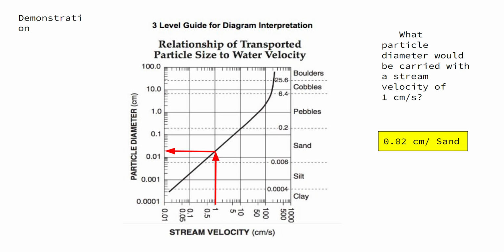So if I'm given 1 centimeter per second of stream velocity and I want to find the particle diameter, all I do is start from 1 centimeter per second in the stream velocity, or x-axis. I go up, I stop at the black line, I go left, and I see that my particle diameter with that velocity would be 0.02 centimeters. That's the size of particle that the river can carry with that velocity or speed.